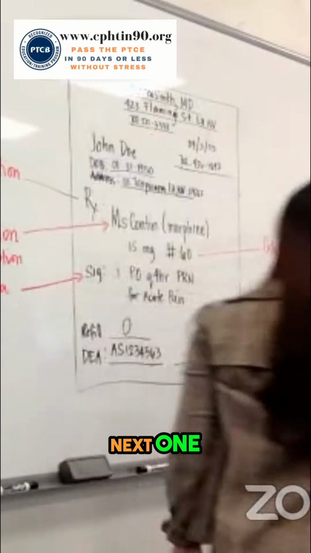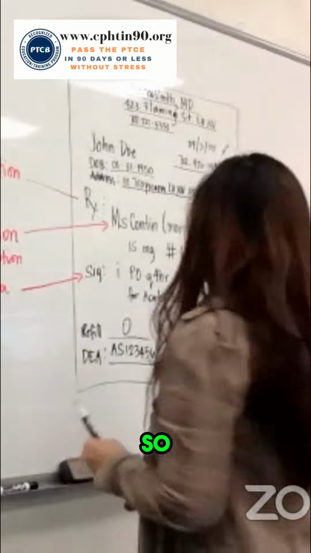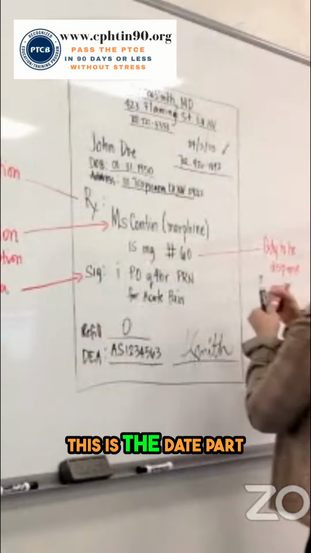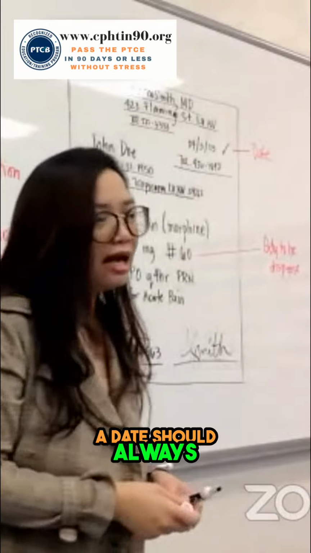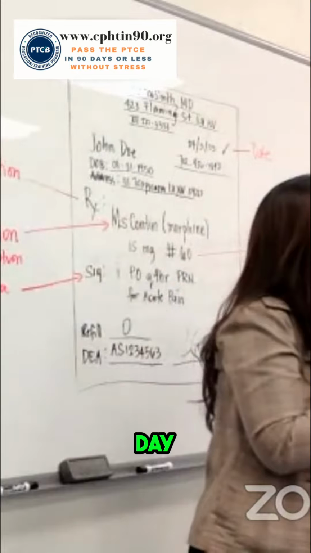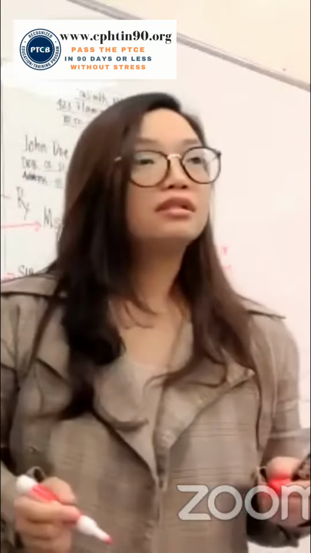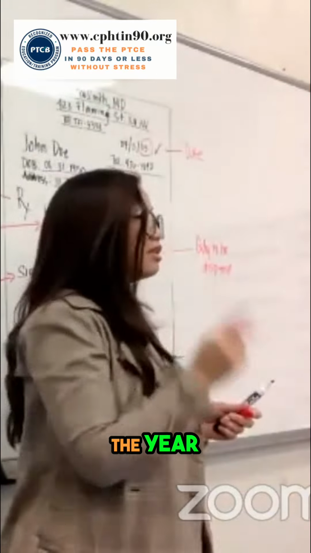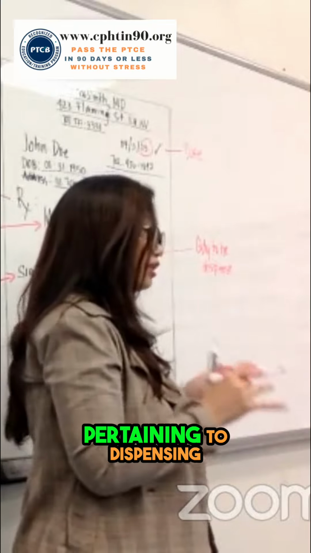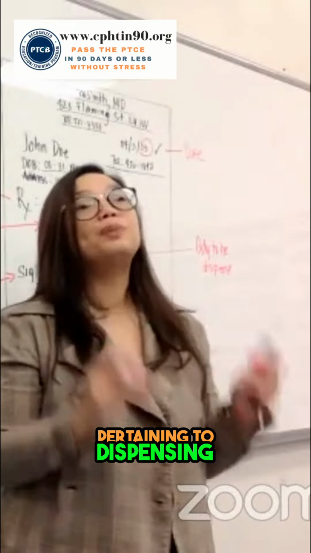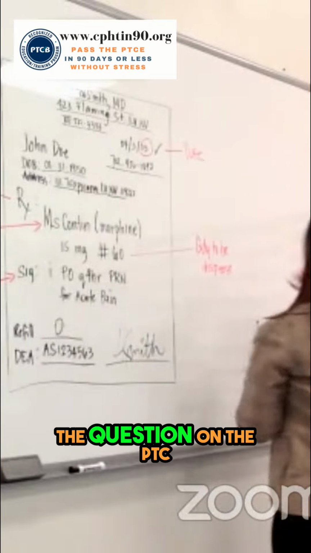Next one, a prescription should always have the date. So this is the date part. A date should always have month, day, and year. If it doesn't have the year, it's not a valid prescription, because there are rules pertaining to dispensing prescriptions. Is that clear? This was part of the question on the PTC.